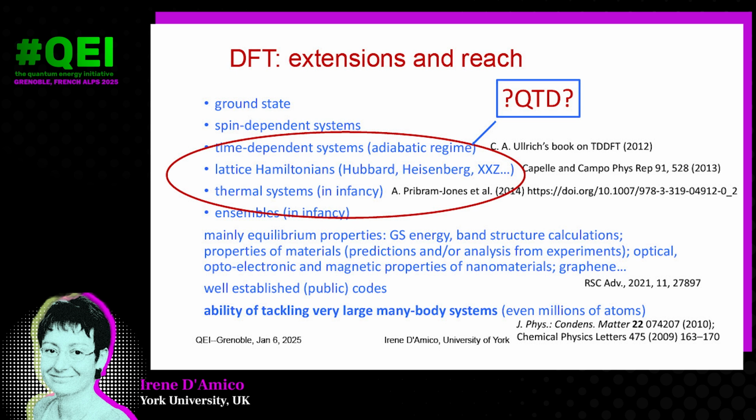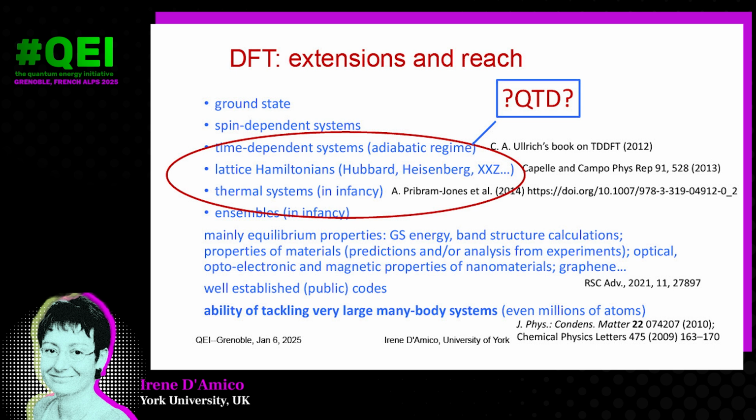There are extensions to lattice Hamiltonians, both spin chain type of Hamiltonian like the XXZ, but also fermionic lattice Hamiltonians like the Hubbard Hamiltonian, for example. There are extensions to thermal systems and to ensembles, so systems described by mixed states, for example. And both of these are more in their infancy with respect to the other flavors of density functional theory.